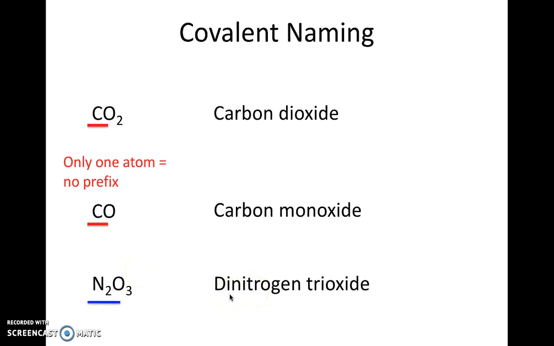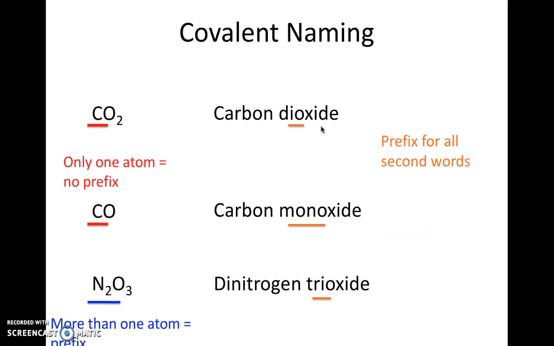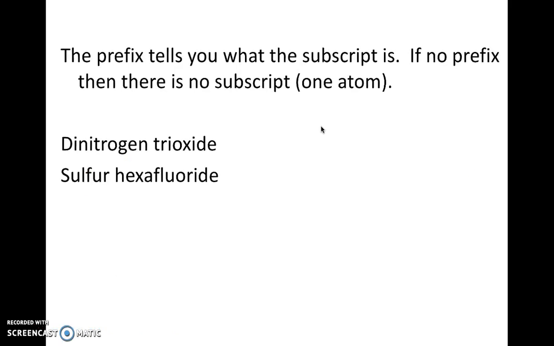When we're looking at the second element, first let's see that all of the endings are "ide." So we change the ending to "ide," kind of like we did in ionic bonding. For the prefixes, we have tri, di, and mono here. And that tells us what the subscript is on those oxygens. We always put a prefix for the second word, no matter if it's 1, 2, 3, or 10. We put a prefix there for the second word. The prefix tells you what the subscript is. If there's no prefix, then there's no subscript. That means we only have one atom.